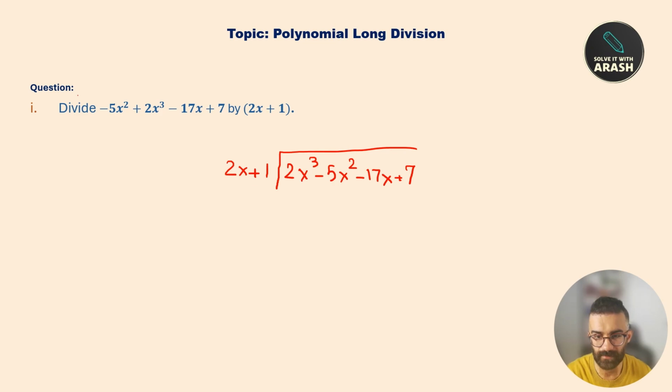So the first term of the quotient is x squared, and I write it exactly above the quadratic term, so they are lined up. The quadratic terms are going to be lined up, linear terms are lined up in the next step, and so on and so forth. Now x squared times 2x plus 1 produces 2x cubed plus x squared. Now subtract this from the dividend. The result is negative 6x squared, and bring down the next term, which is negative 17x.